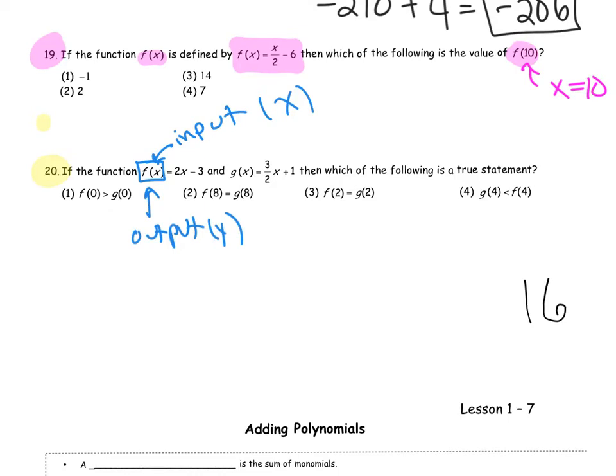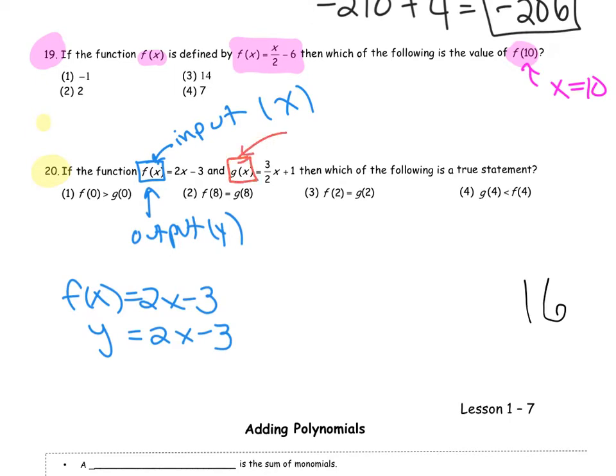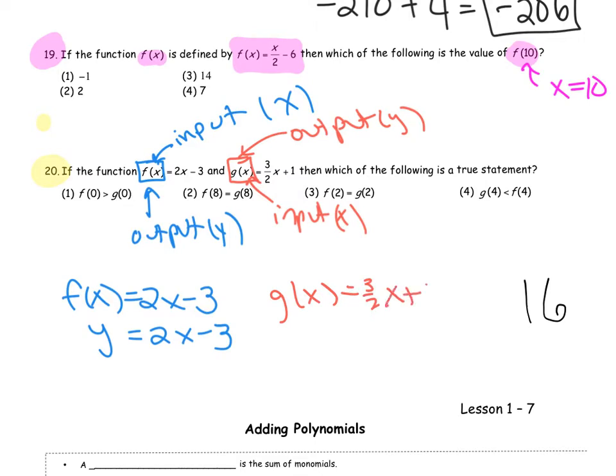So I could technically, if I have f of x equals 2x minus 3, that's really just y equals 2x minus 3, if I were to graph it. Similarly here with g of x, the entire thing is my output, which is y, but my input is x, which again, if I were to graph this, I have g of x equals 3 over 2x plus 1, where y equals 3 over 2x plus 1.